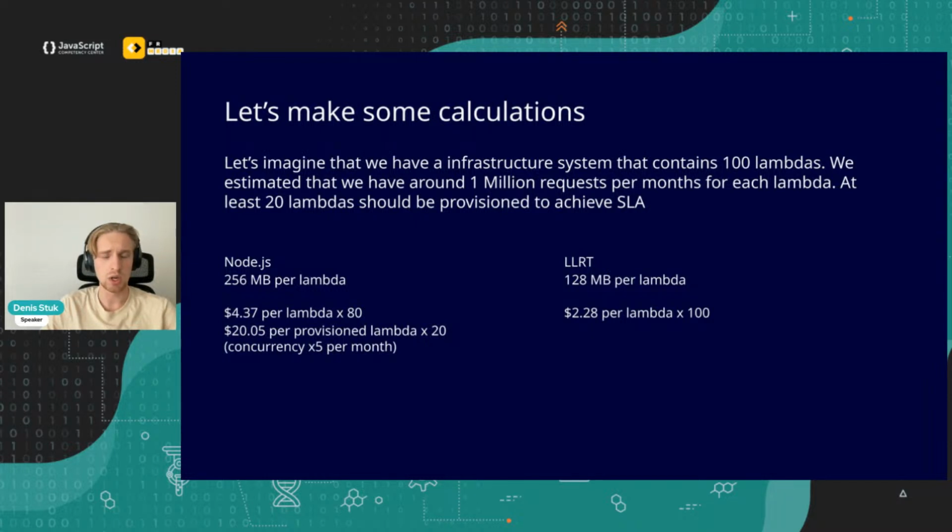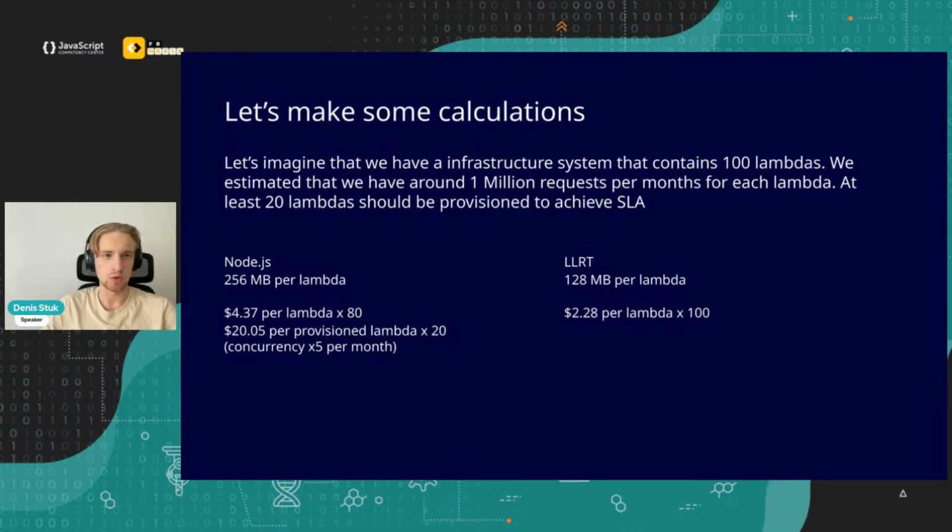It's a quite popular trick to also save money and improve the speed of the execution of Node.js lambdas. For LLRT, we can use 128 megabytes per lambda because we took only around 20 megabytes, and I guess 100 megabytes is enough for the execution and for the code. And we can already see the difference.